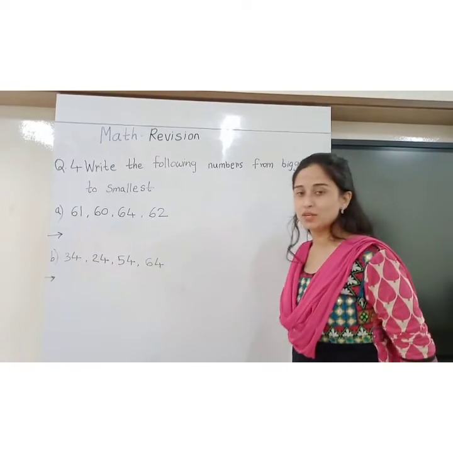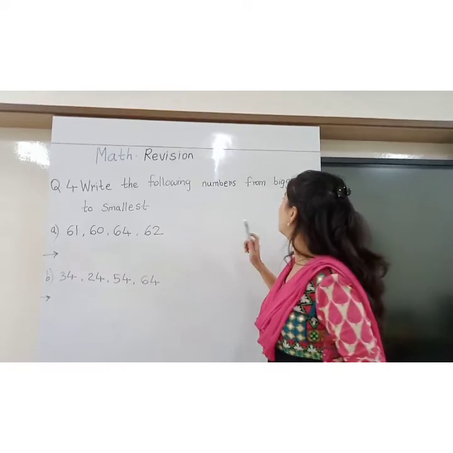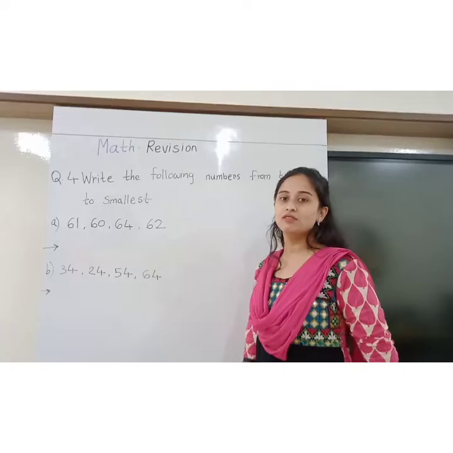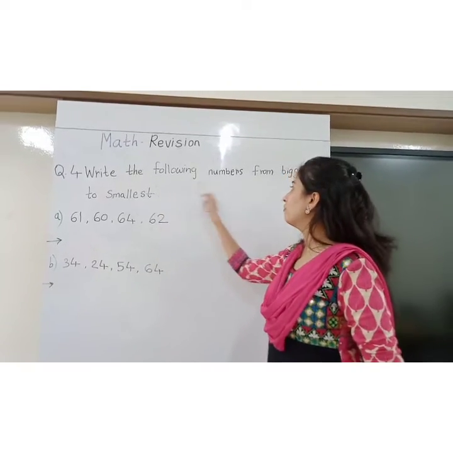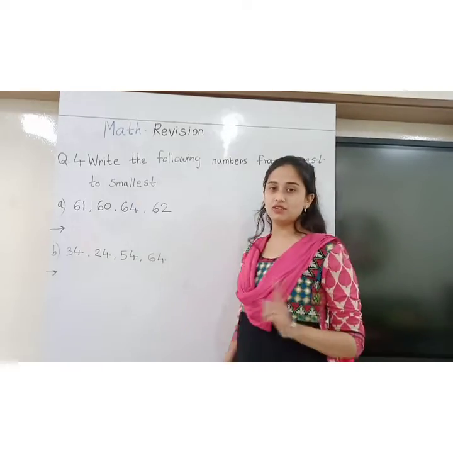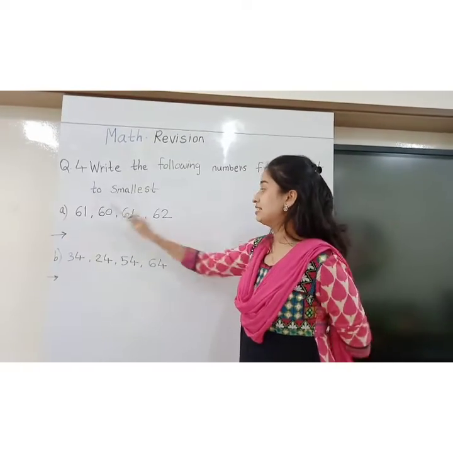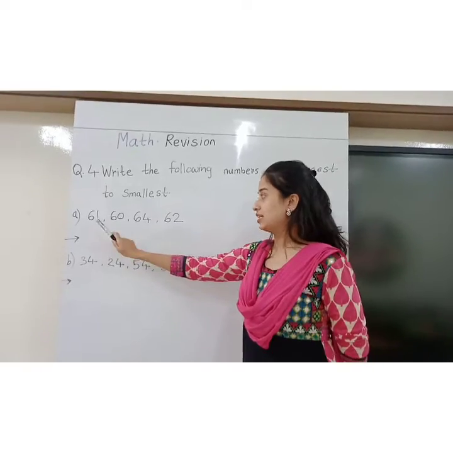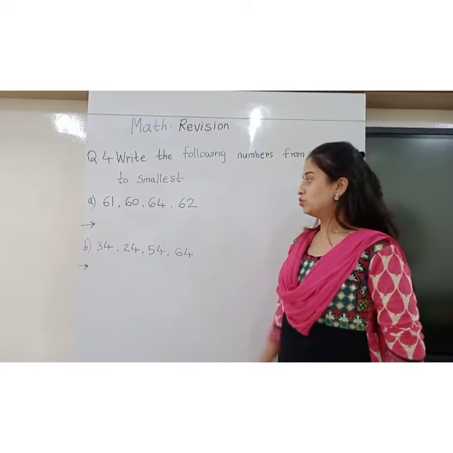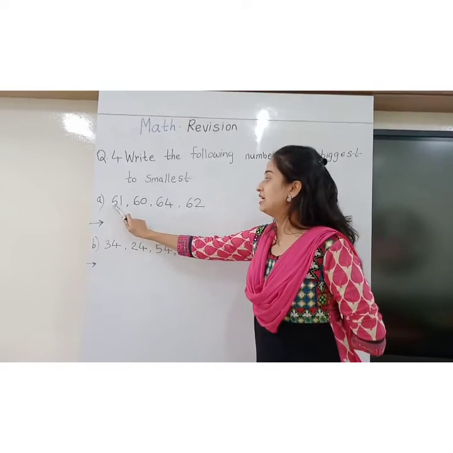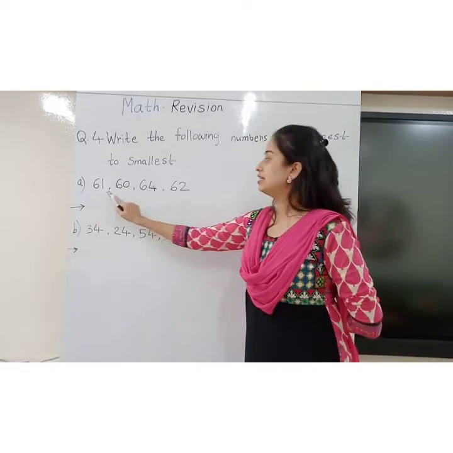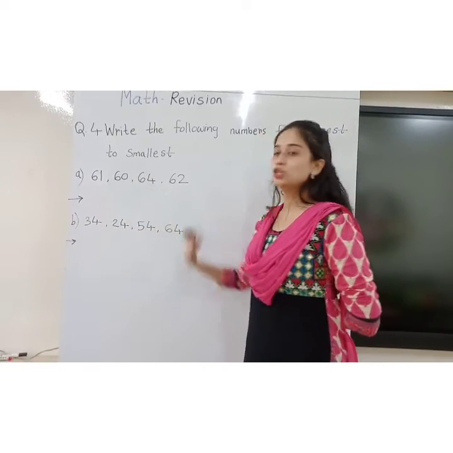In our previous question, we have seen numbers from smallest to biggest, and now in this question number 4, we will see how to write the following numbers from biggest to smallest. So first we will write the biggest number. Now let's see what numbers do we see here. It's 61, 60, 64 and 62. So if you have seen, we have same number at the tens place of all the numbers, and only there are different numbers at the units place.